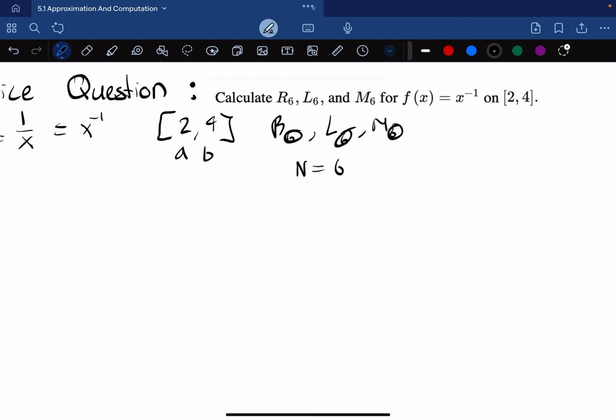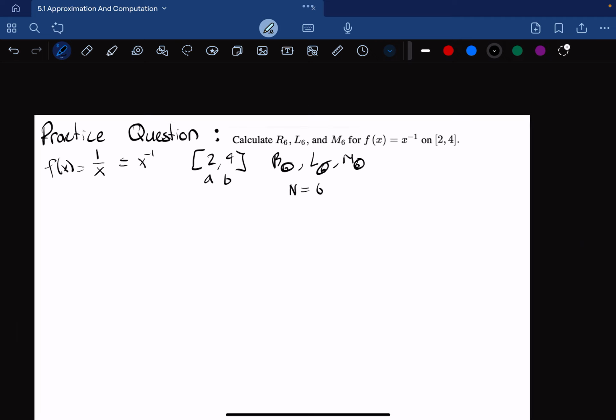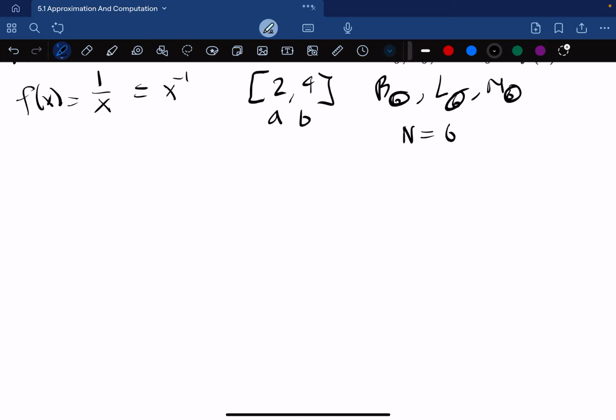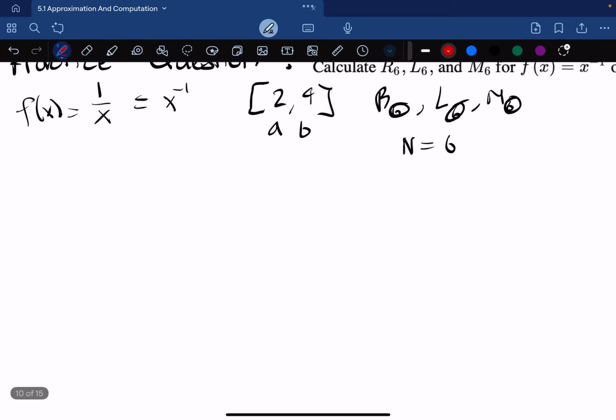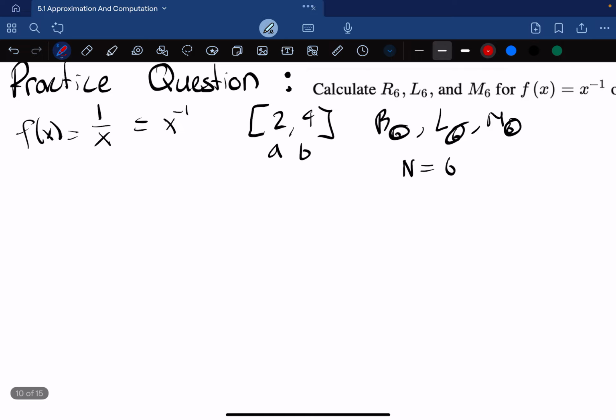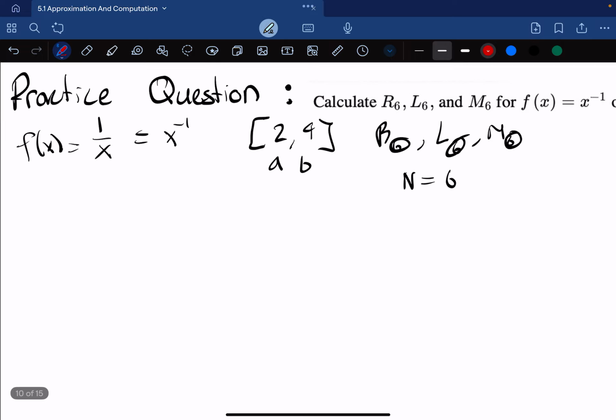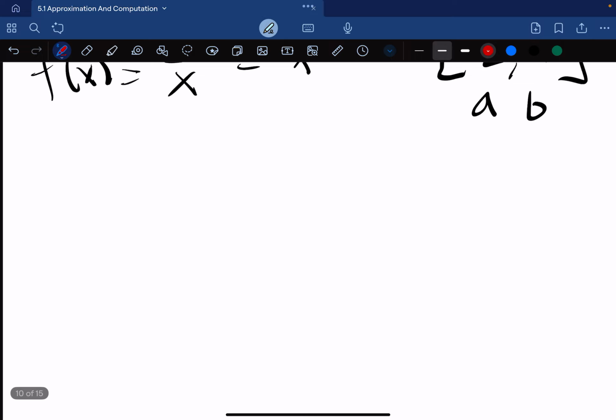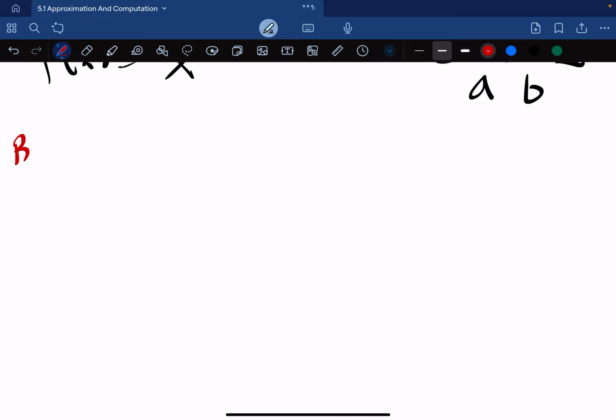Now, what's our next step? Well, I usually like doing R6 first, mainly because it makes our life easier, and when we go to the left endpoint, we already have all our points. So I'm actually going to do R of 6 in red just to make it much easier to differentiate what I'm doing. R of 6. Beautiful.